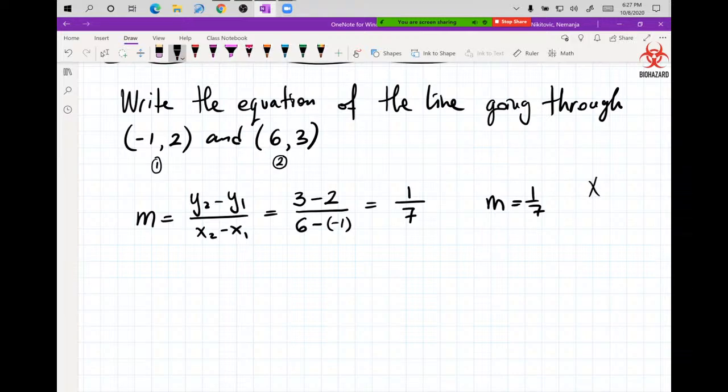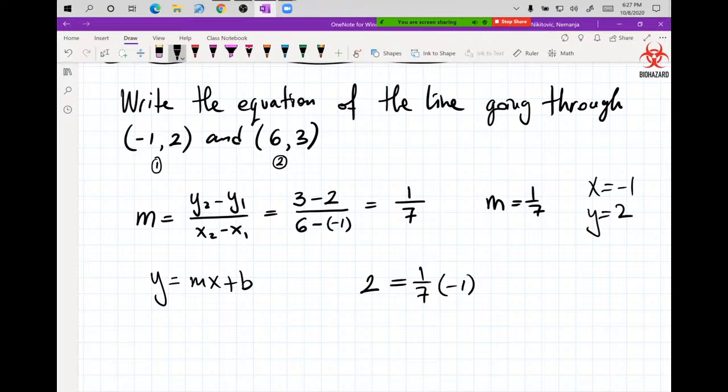We also have that x is equal to -1 and y is equal to 2 from the first point. Once you plug all of those into y equals mx plus b, you have something to compute. Y is 2, m is 1 over 7, x is -1, plus b. When we multiply this fraction by -1, it just becomes a negative fraction.